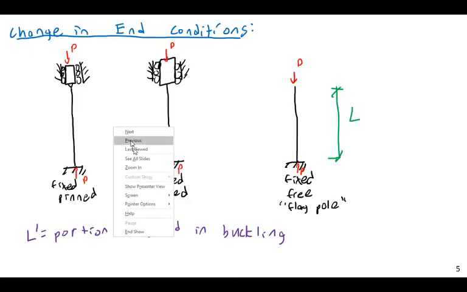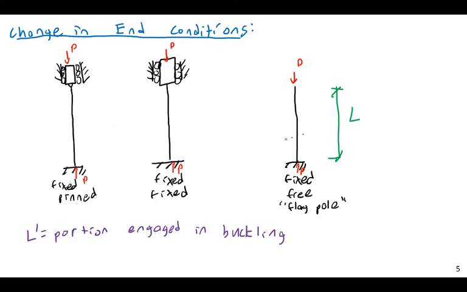So instead, if you have say something like this, the actual L, the original buckling length, is based off of a pin-pin condition. But what if you have something like this? If you have fixed, well, the curvature is fixed at this location. It has to have zero rotation there.